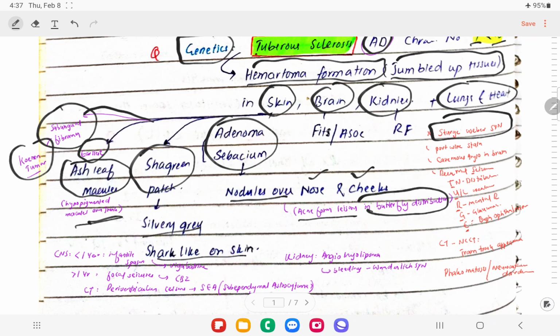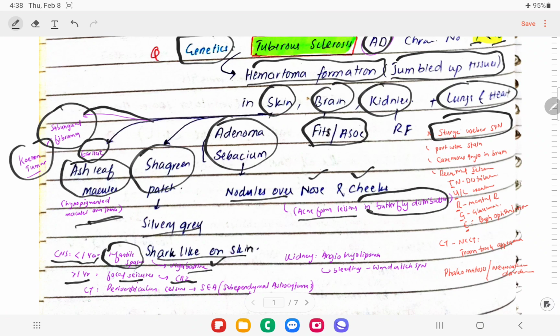Talking about the neurological manifestations, if these hamartomas are present in the brain, they can cause fits, right? If it is present in newborns less than 1 year old, this can cause infantile spasms. I'm going to discuss it in the next few slides. We can give vigabatrin in these patients for treatment, right? And if the child is more than 1 year old, this can cause focal seizures. We can give carbamazepine in these patients.